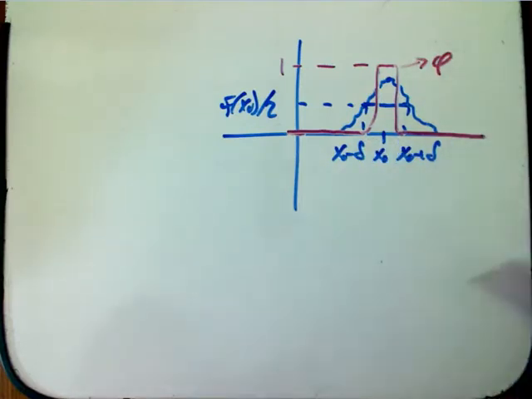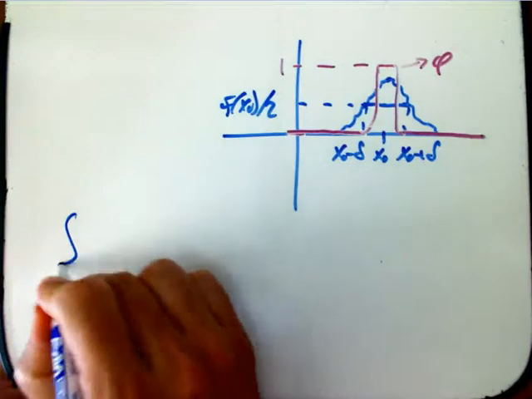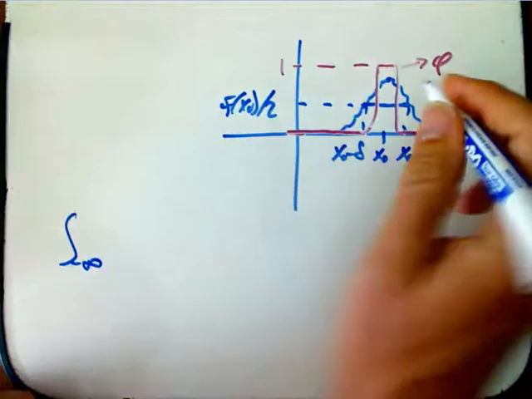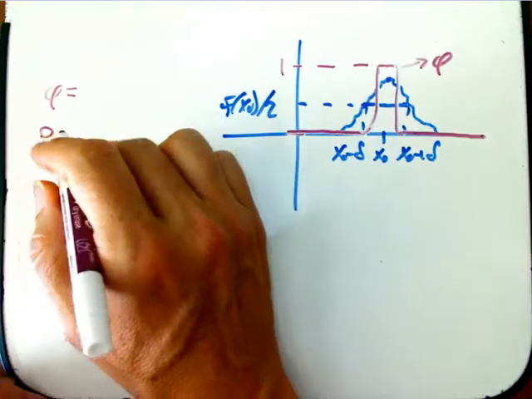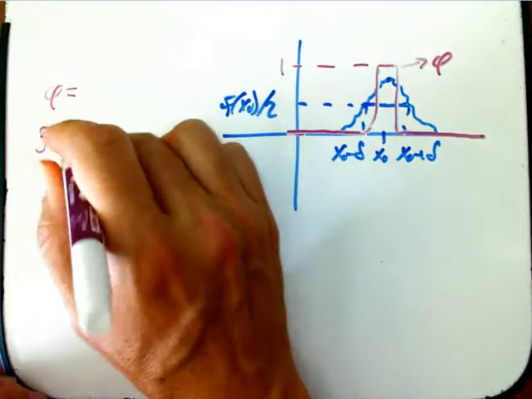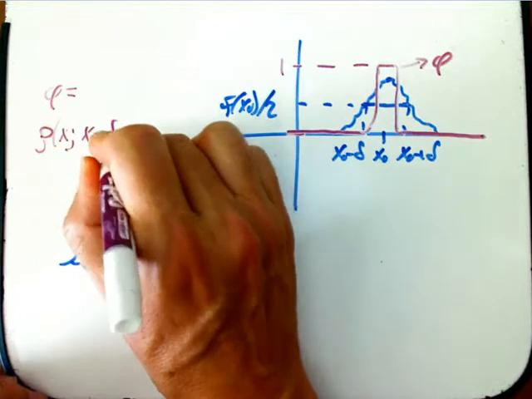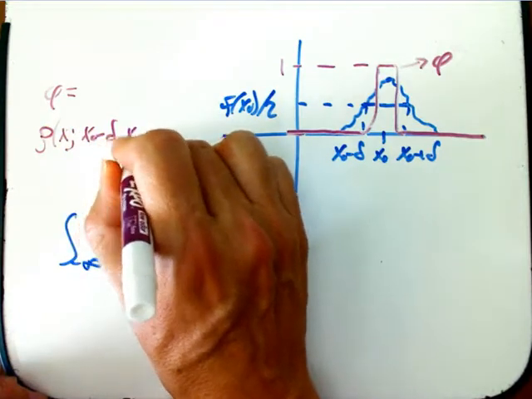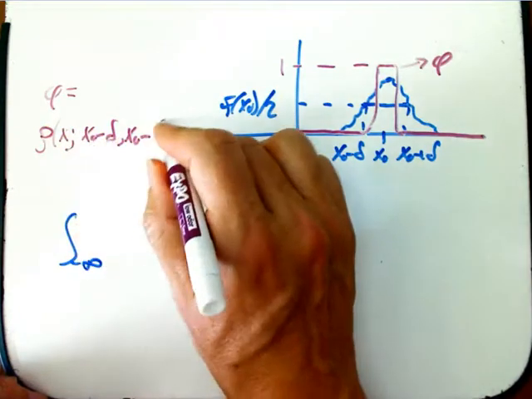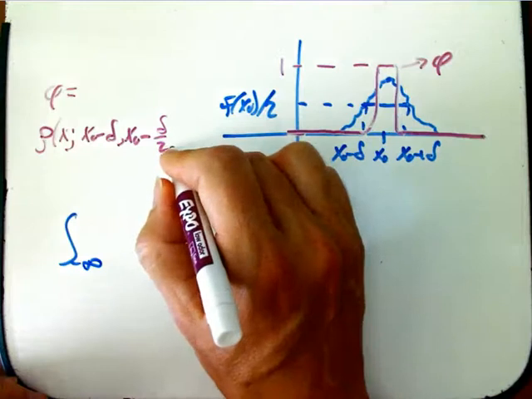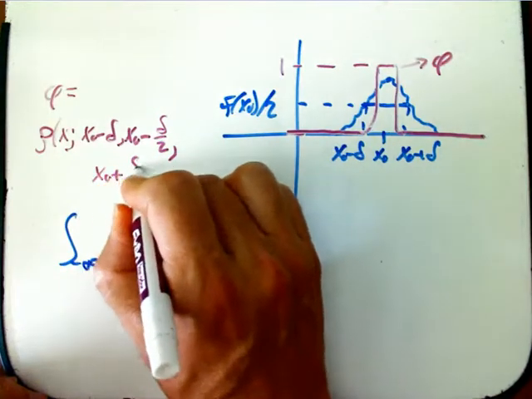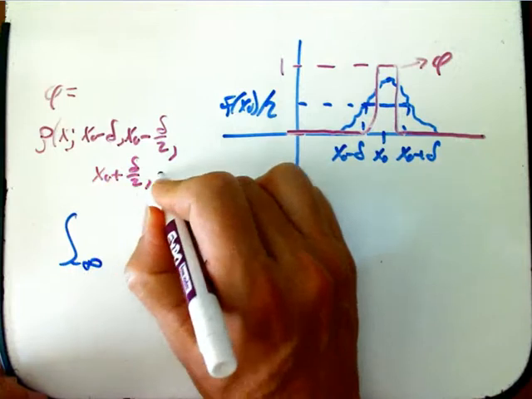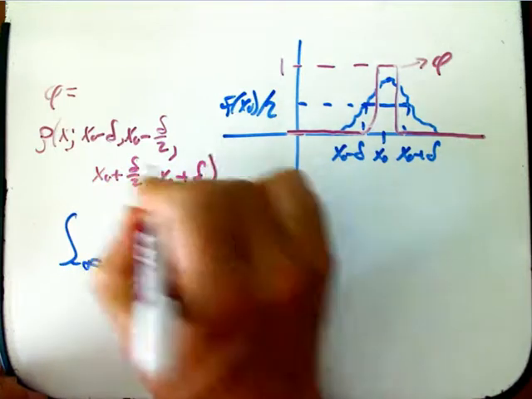Okay, so now we just have to write that out algebraically. Let's make it more explicit. Phi, in purple, is going to be the rho function, the smooth rectangle function. It's going to start turning on at x naught minus delta and be fully turned on at x naught minus delta over 2, and then start turning off at x naught plus delta over 2 and be fully turned off at x naught plus delta.